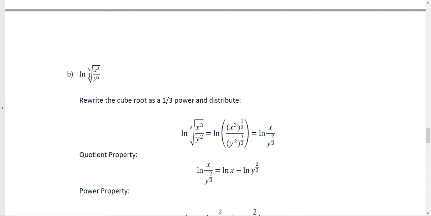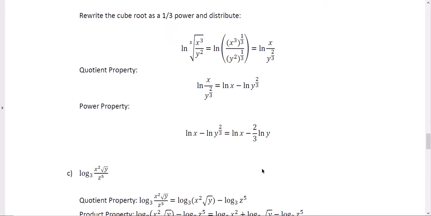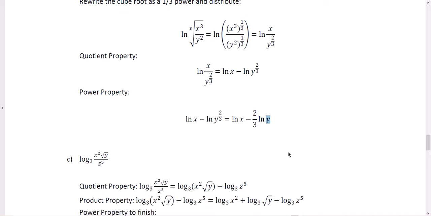Now that we've simplified the cube root of x and y to powers, we can use the quotient property. The natural log of x over y to the 2/3 is the natural log of x minus the natural log of y to the 2/3. And finally use the power property, bring that 2/3 in front as a coefficient. Now the argument for each logarithm is a single individual variable, no powers, no coefficients, no division, no multiplication, nothing else going on.